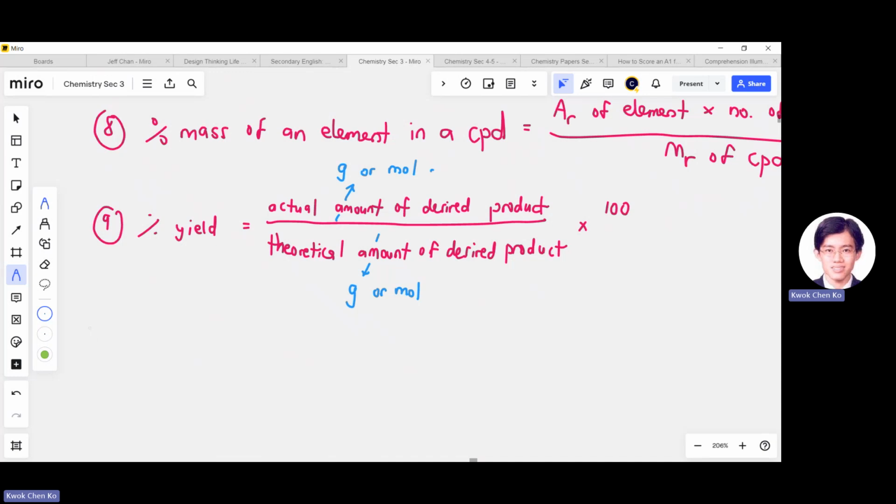Now, occasionally, you can use volume. This is only for gases. But of course, volume above, volume must be below too. I didn't really spell it out, but if you're using volume, make sure the units above and the units below are the same. cm cube above, make sure you use cm cube below.